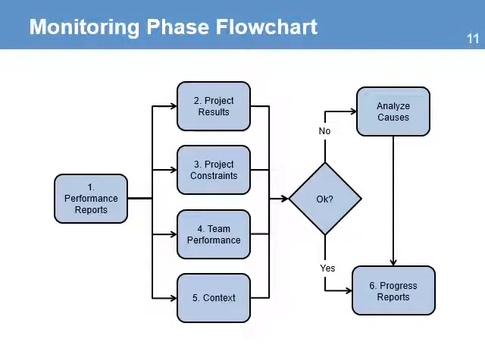Here's the monitoring phase flowchart. It starts when you receive performance reports that team members process in the information system. The reports help you make the analysis of the performance in the areas of results, the project constraints, team performance, and even analyze changes in the context. Then you need to analyze if there are any variances with what was planned. If there are any deviations, you need to analyze the causes and recommend a course of action.